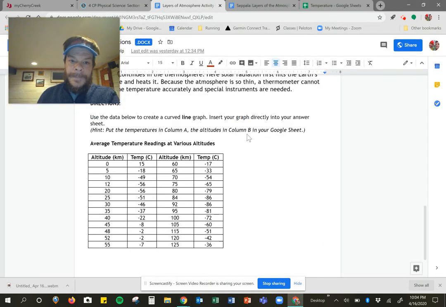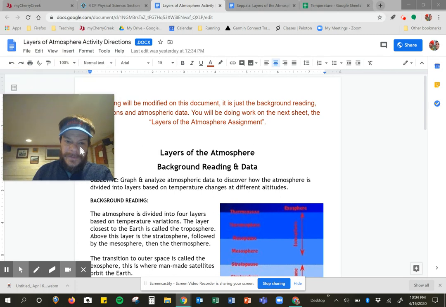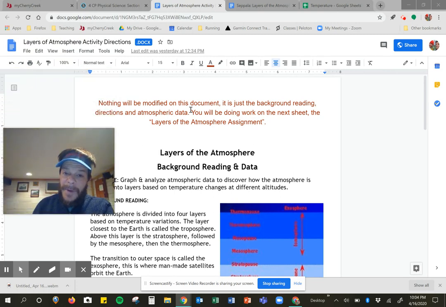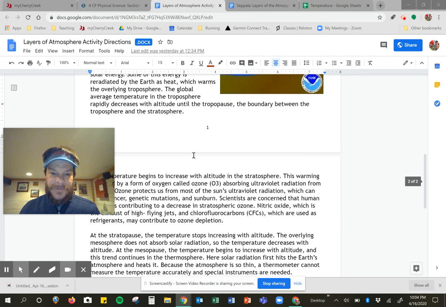These are the directions. Notice nothing's going to be modified on this document. It's just your background reading, directions, and atmospheric data. You're going to be doing work on the next sheet, the layers of the atmosphere assignment. Now, that doesn't mean, guys, to skip over this. You want to read through this really, really carefully, all right?